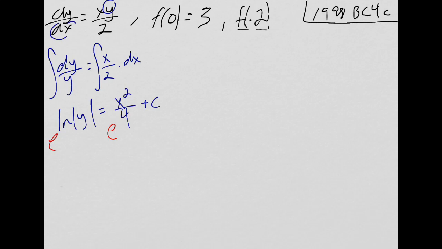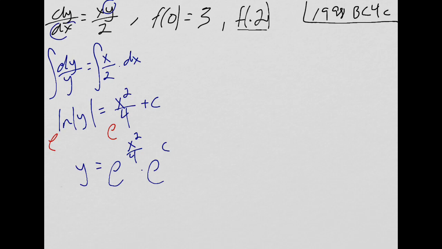So my next line is y equals e to this thing, and in the same step, I'm going to separate this out to e to this and e to this. I do that because it'll make it easier to solve for my c. So I get y equals e to the x squared over 4 times e to the c.